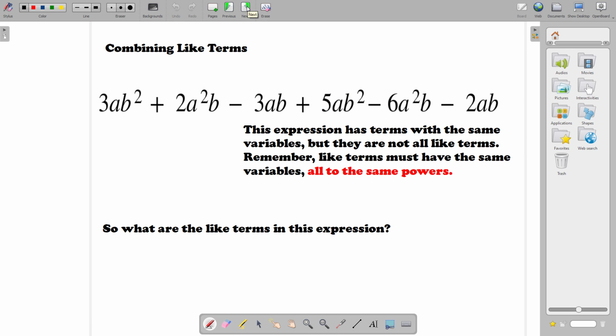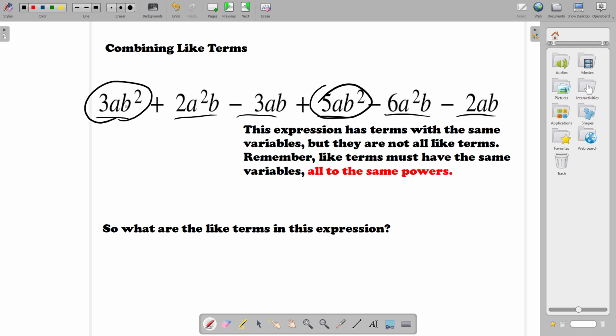Let's take a look at this expression. We have several terms here. 1, 2, 3, 4, 5, 6 terms. But even though we have 6 terms, there are only some of those terms that are like terms. So in order to have another like term to 3ab squared, we'd have to have another ab squared term. So there's one and there's one. Those two are like terms.